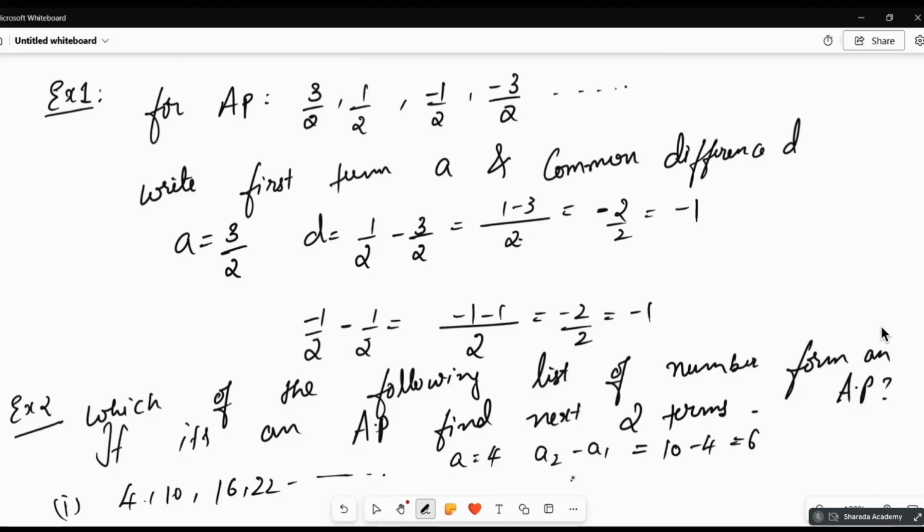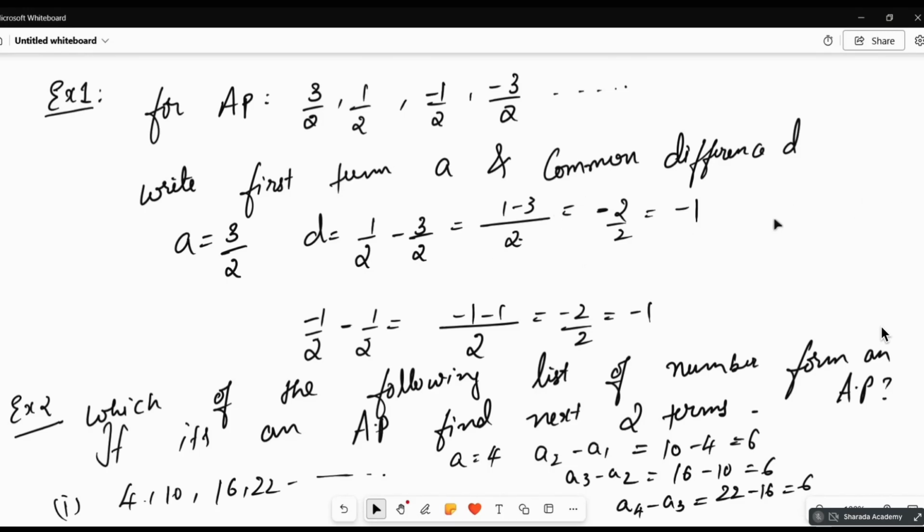Then A3 minus A2 is 6. Then A4 minus A3, that is 22 minus 16. This is also 6. So we have the same common difference, hence it's an AP. So what will be the next two terms? 28 and 34.